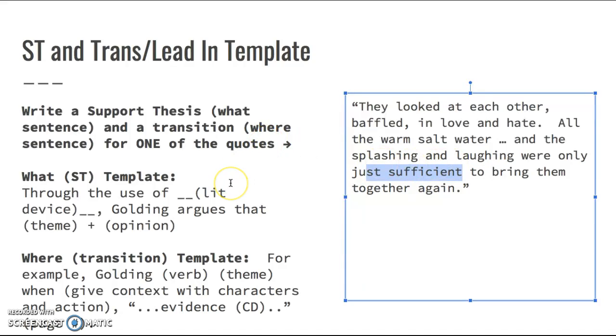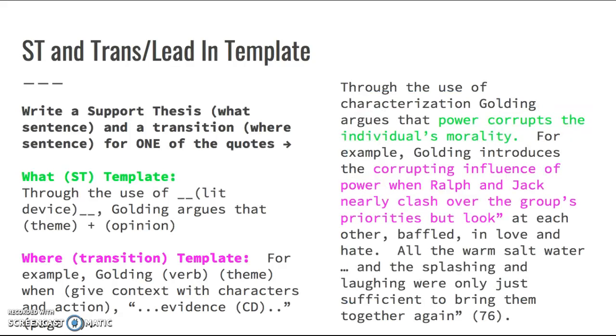Okay, so power, innocence, civilization. Now I've got to figure out, well, what's the relationship between all of that? Oh, and maybe a hint of savagery with this hate part. So I might look at my second CD that I gathered, see what relationships I can figure out there. And then let's go to slide 9.